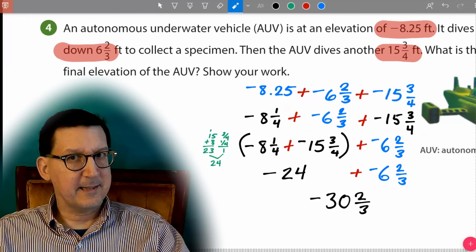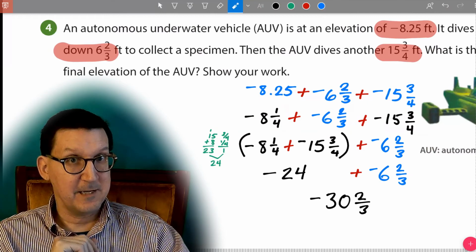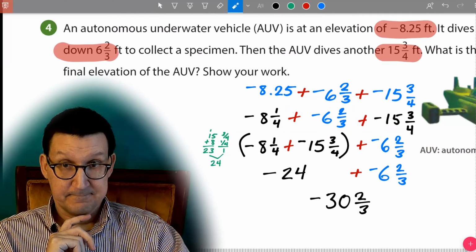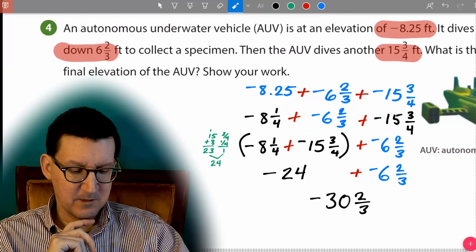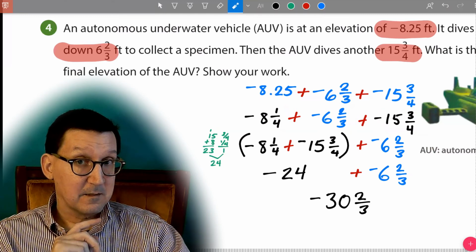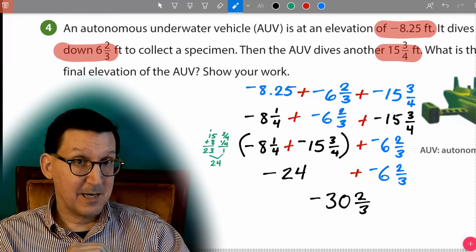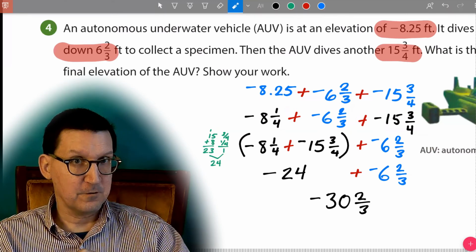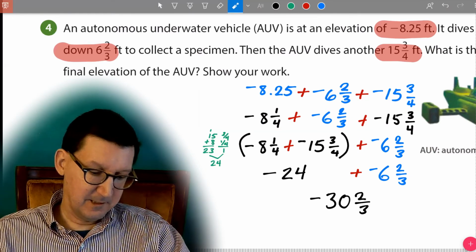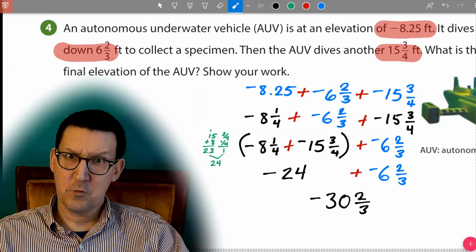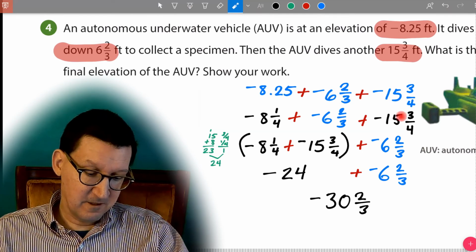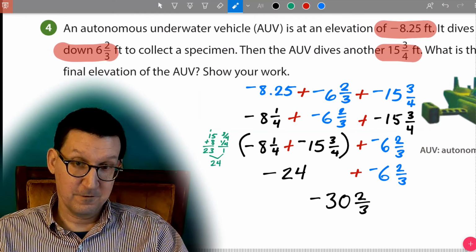Now, what else do you notice about this? Well, two of these things have a denominator of 4. One of them has a denominator of 3. Now, we could make everything into a common denominator of 12, but I want to add those common denominators of 4 together first, because it's easier. If you're dealing with 4s or dealing with 12s, I'd rather deal with 4s. So we'll take that -15 3/4 and move it over next to the first one.